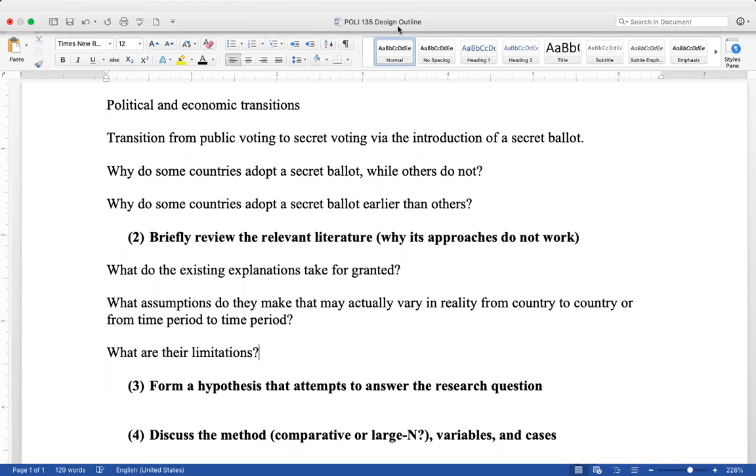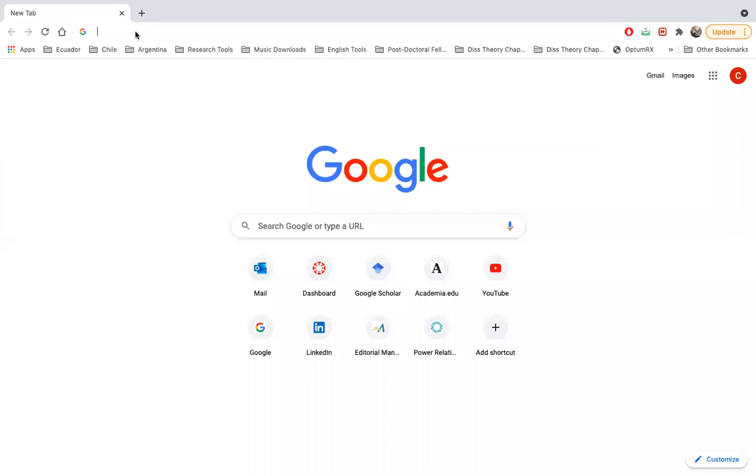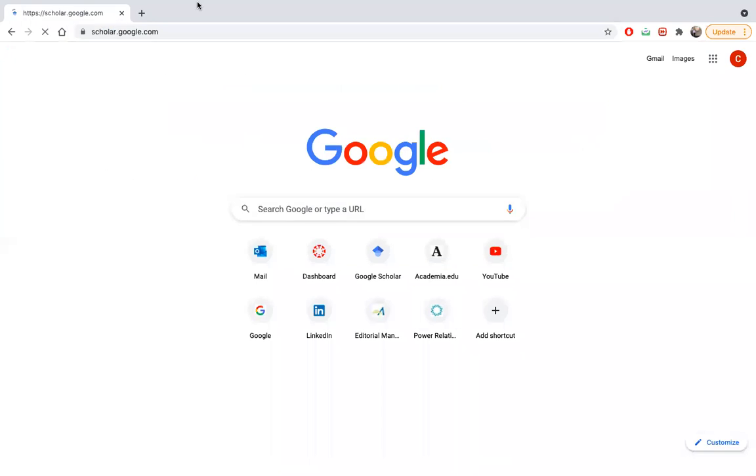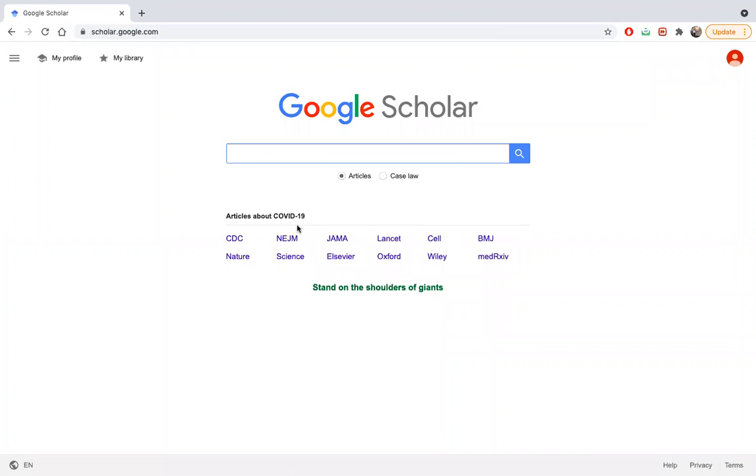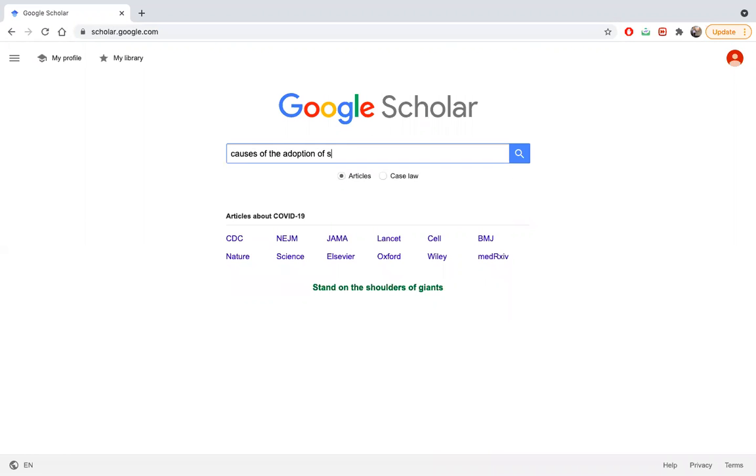And so at this point, you would want to go and use, for example, Google Scholar to try to find some existing research on the topic. And let me share my screen and I'll do this with you. And I'll just give you a brief sense of how quickly you can find this stuff. Causes of the adoption of secret voting.